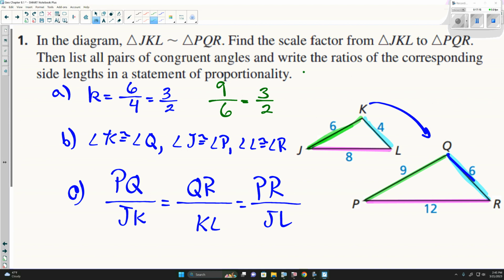Because even if we did 12 over 8, that's still 3 over 2, because they have a common factor of 4. 12 divided by 4 is 3. 8 divided by 4 is 2. So we get 3 halves again. Yes.